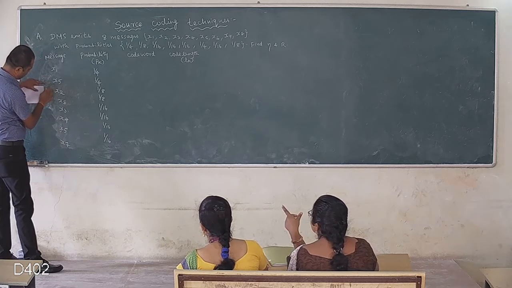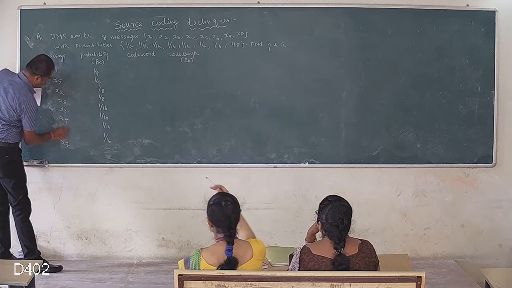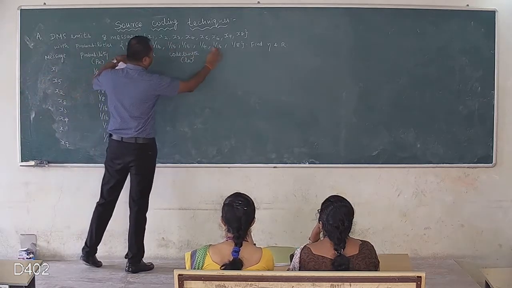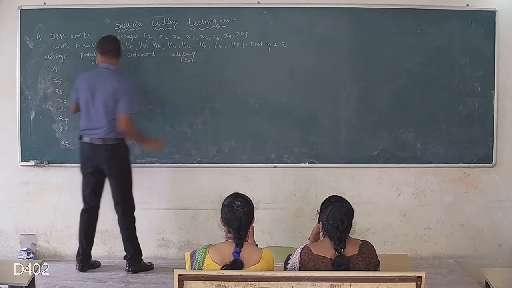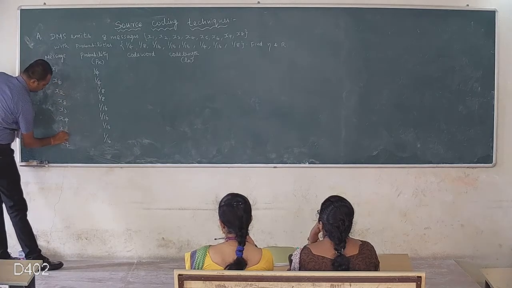X1, this is x6, right? X1 and x6 will have 1 by 4. This is x5, right? Good.